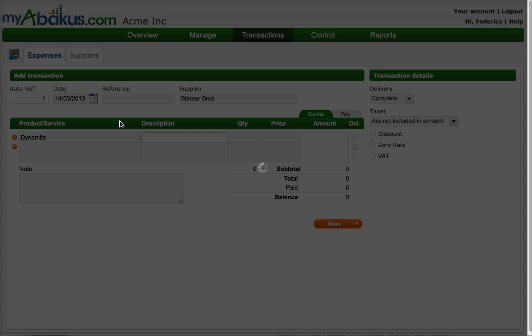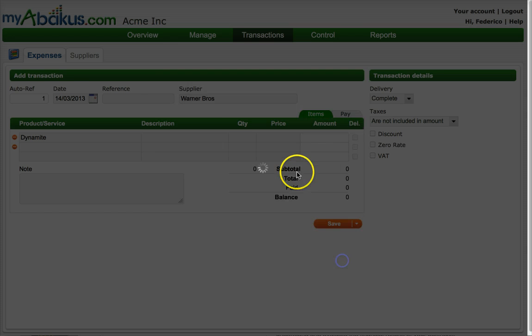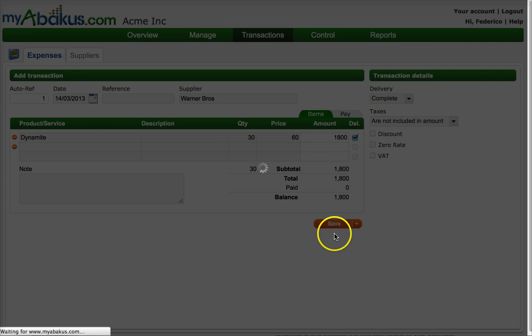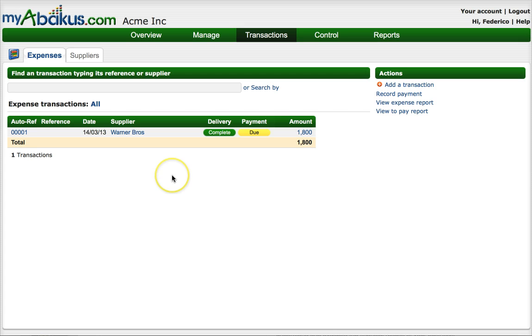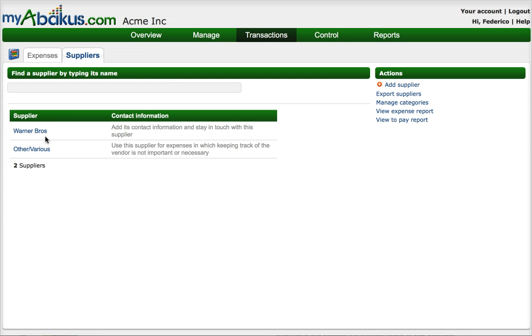dynamite. The system wants to know what dynamite is, and I'm going to say goods, something I buy and sell. I'm saying I buy 30 units, price 60, for a total of 1800. I haven't paid for this, so I'm just going to save it. There it is, my first and only expense transaction, still pending payment. And if I click here in suppliers, I've got the corresponding supplier, Warner Brothers.